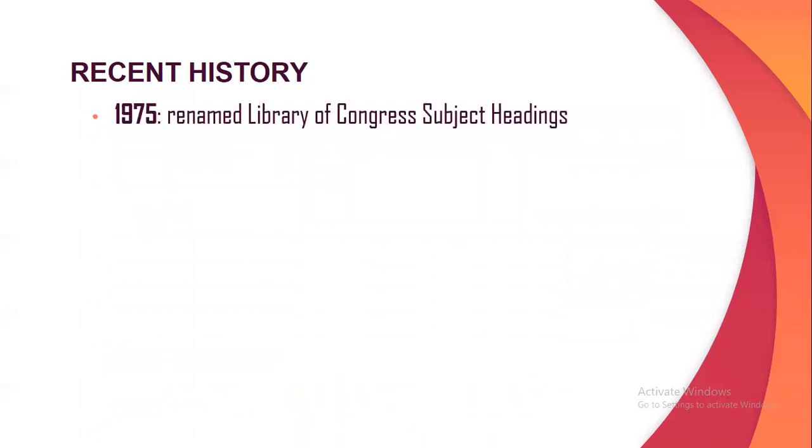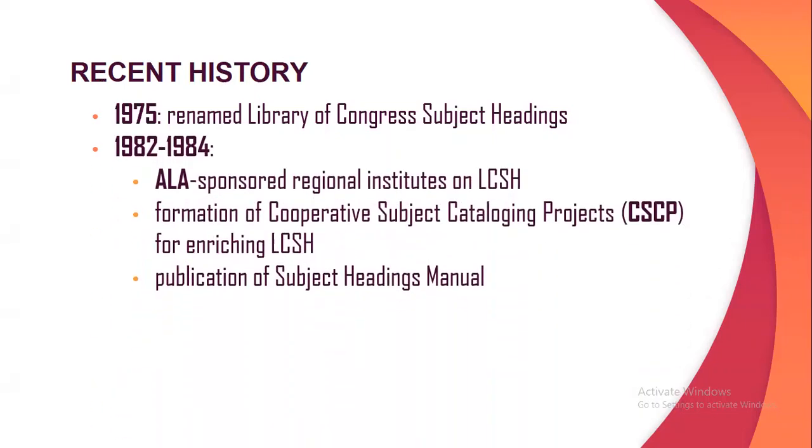Now we'll highlight a few key dates in the recent history of the Library of Congress, beginning with 1975, when the title changed to Library of Congress subject headings. At this time, the full-fledged free-floating subdivision system was introduced. And in 1982 to 1984, this two-year period marked the beginning of opportunities for catalogers outside the Library of Congress to gain a greater understanding of Library of Congress subject cataloging practices and even to participate in the development of Library of Congress subject headings.